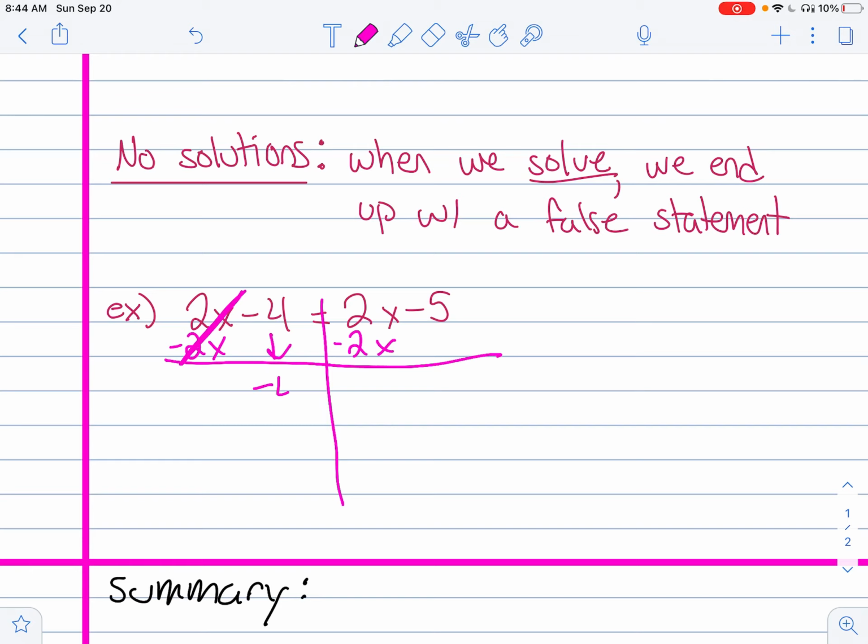I bring down my minus 4. And then I have 2x minus 2x again, those cancel. I bring down my minus 5. So I end up with -4 equals -5, which is a false statement. -4 does not equal -5. So we would just say here we have no solution.